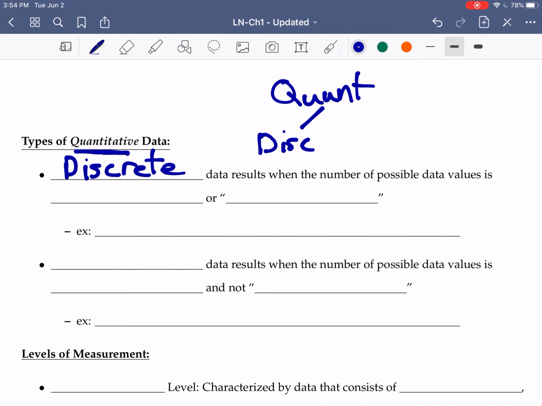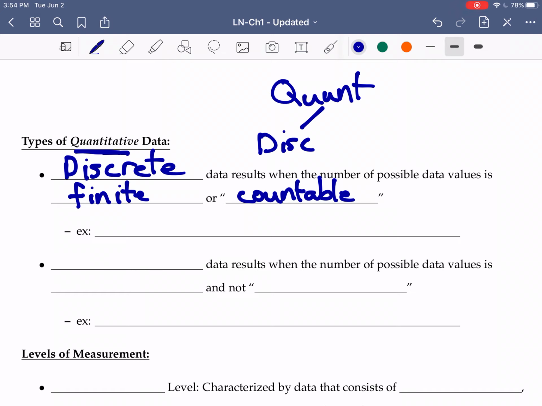Discrete data results when the number of possible values is finite or countable. When we say it's countable, there is something called countable infinity. If you're thinking about going through a counting process, 1, 2, 3, 4, 5, 6, then even if that heads off to infinity, that is a counting process. That would still be discrete data.